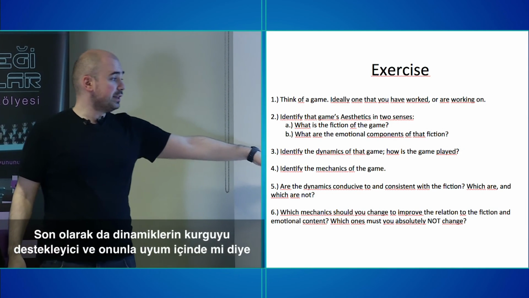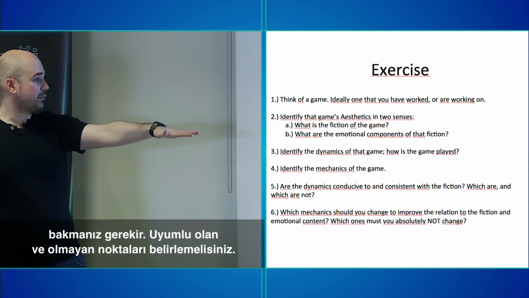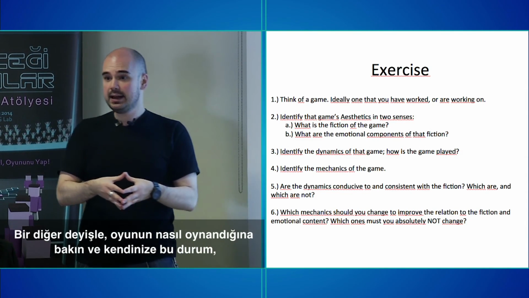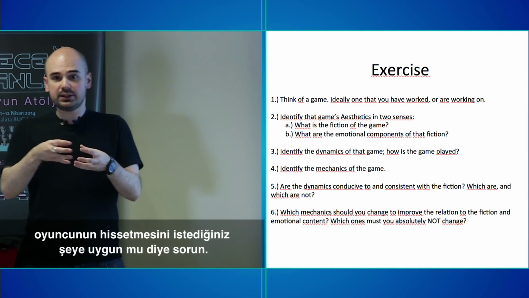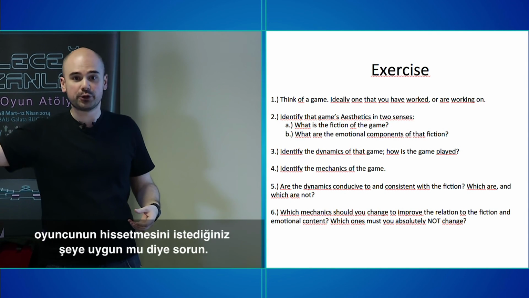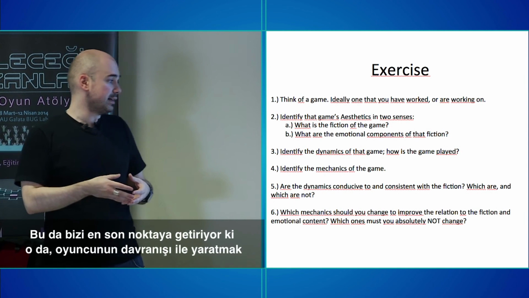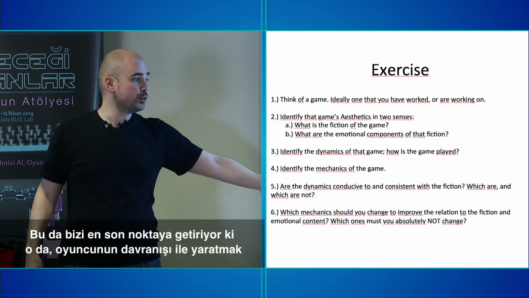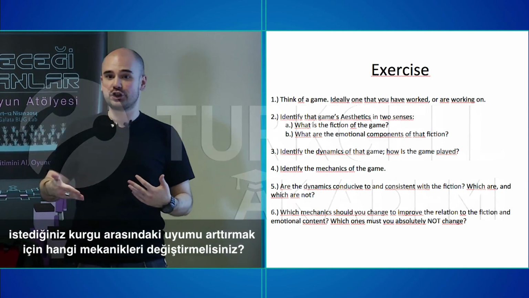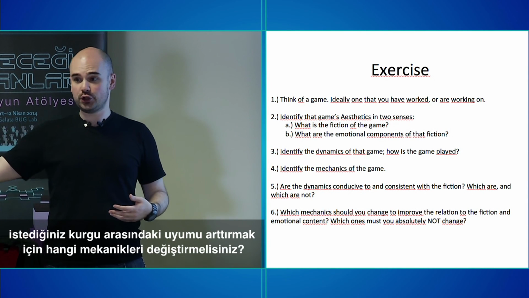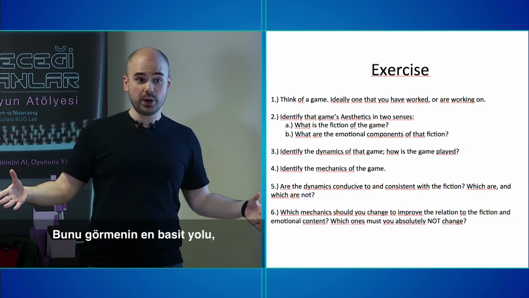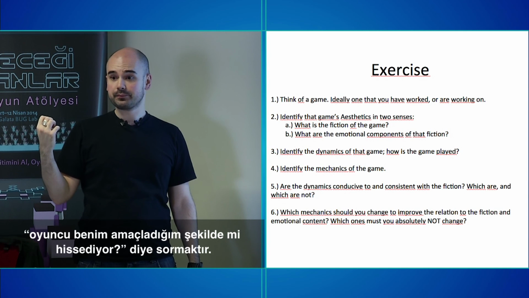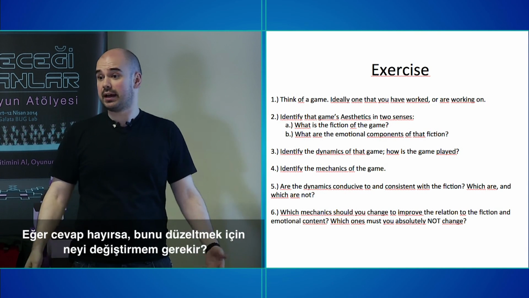And then finally, are the dynamics conducive to and consistent with the fiction, which are and which are not? In other words, you look at how the game is played and you ask yourselves, hey, is this consistent with what I am trying to make the player feel, right? And this then leads to the next point, which is, which mechanics should you change to improve the relationship between the play behavior and the fiction you are going for? So, a very simple way of looking at it is, does the player feel like I want him or her to feel? And if no, what can I change to fix that, right?